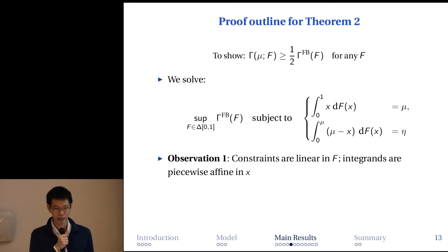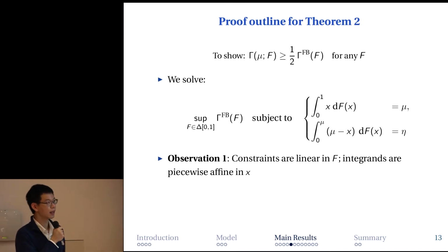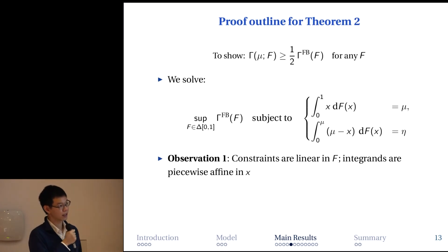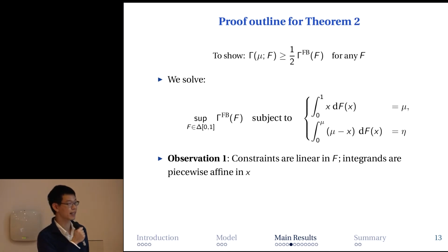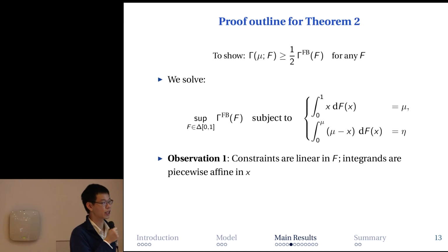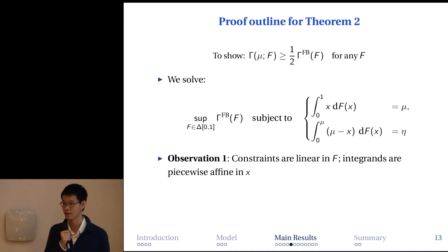Okay, so one approach might be to think that we might be able to apply tools from standard mechanism design motivated by linear programming. So in this direction, we make a first observation, which is that the constraints here are linear in the distribution F. And moreover, the integrands, one in the first constraint and the positive part of mu minus x in the second constraint, are both piecewise affine in x.